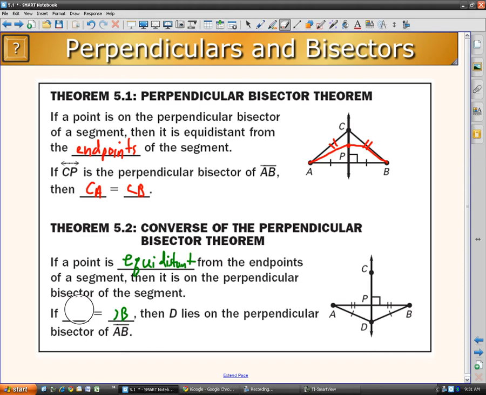Let's try this again. DA, DB. All right, so if those are equidistant, if they are the same, then we know that we're on the perpendicular bisector. That's what the converse says.